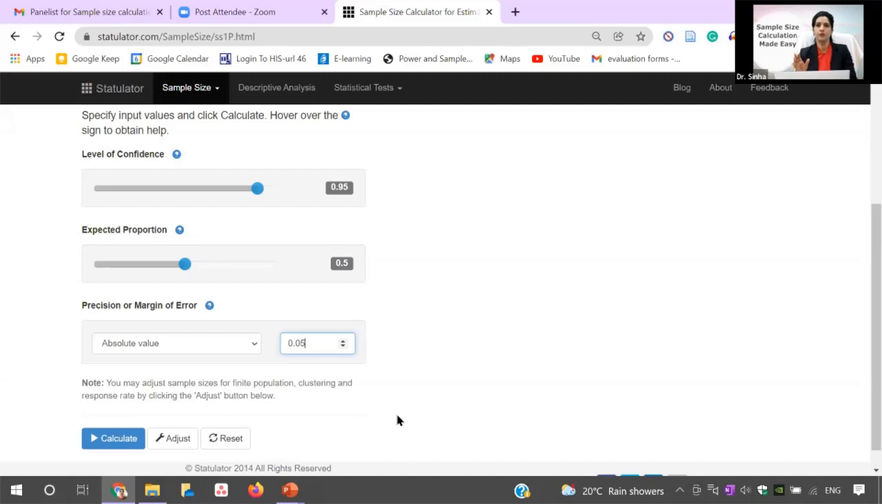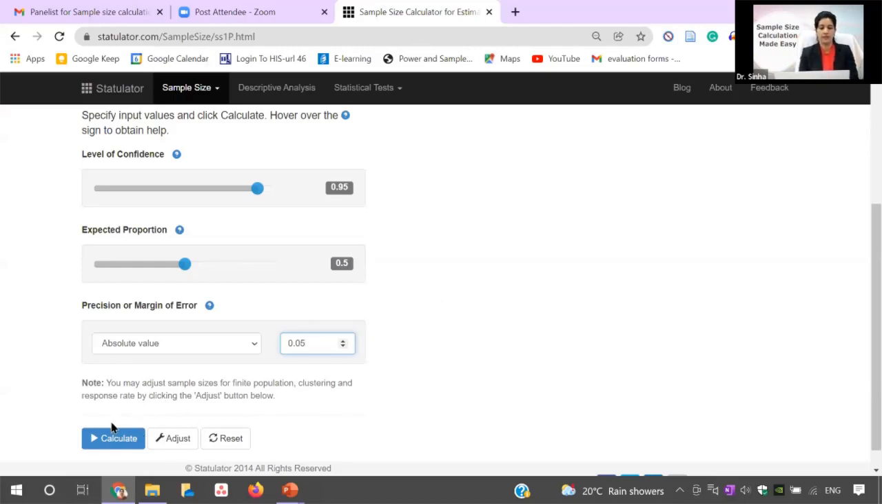Now, is it clear to you? We talk only in terms of percentage points. We have not taken 5% of 50. If I would have taken 5% of 50, that would have been a relative precision. But I am taking it as an absolute value, like 50 minus 5 and 50 plus 5. So it is 45 to 55.